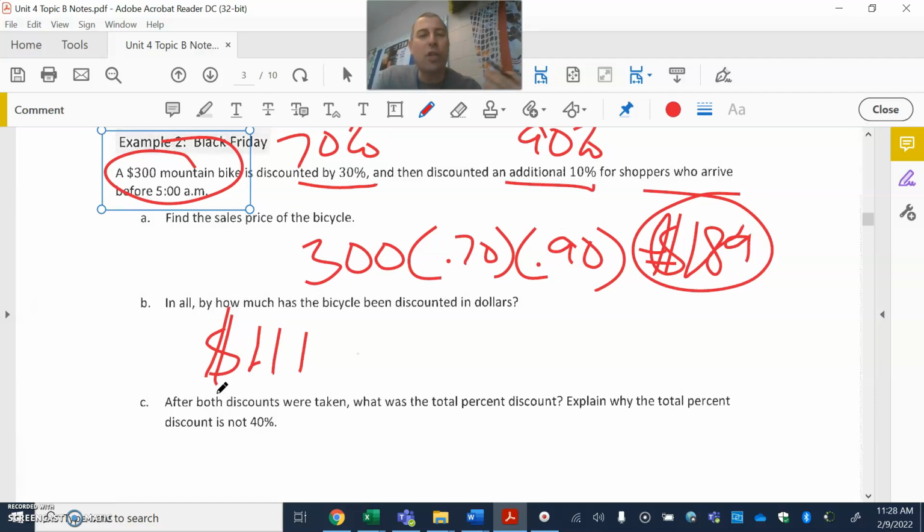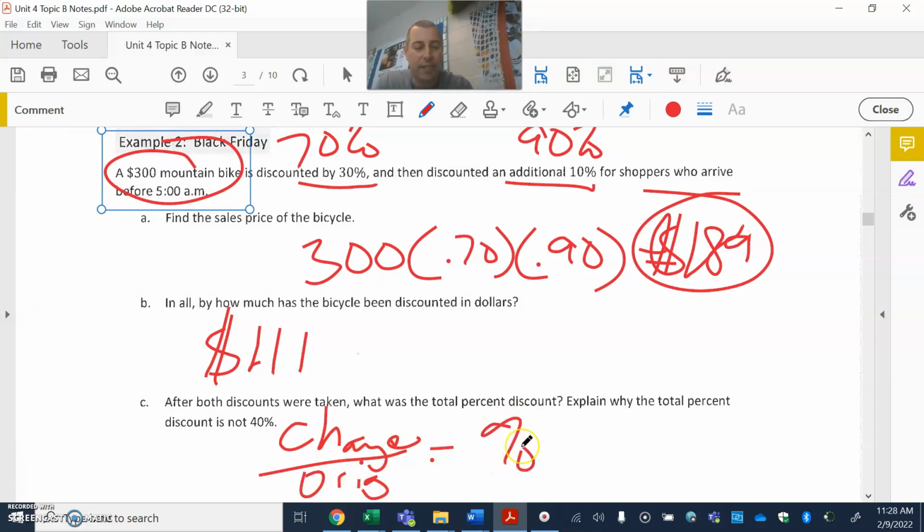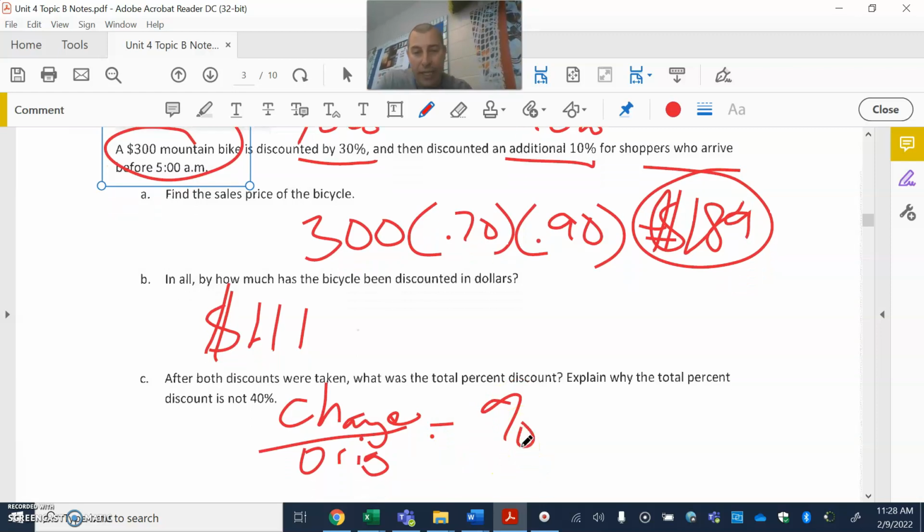The total discount. So let's look at that percent change. And remember, we've got our nice formula: change over the original is going to equal the percent. How much did the price change? Well, it was discounted by $111, so it changed by $111. What was the original price? It was $300. All right, we're going to solve for that percent.